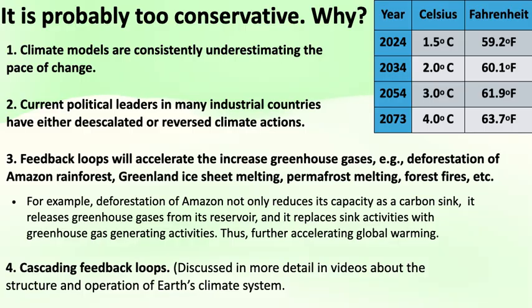Now, there's also this concept called feedback loops, which will accelerate it. These, for example, will increase greenhouse gases: the deforestation of the Amazon rainforest, the Greenland ice sheet melting, permafrost melting, more forest fires, etc. I'll talk about how that all works in one of the science videos. But let me give you a quick example so you can appreciate what we're talking about in terms of a feedback loop. Right now we're actively deforesting the Amazon.